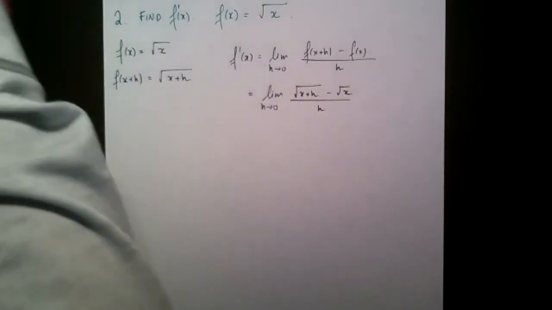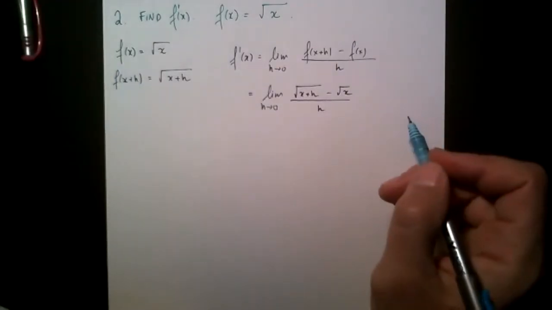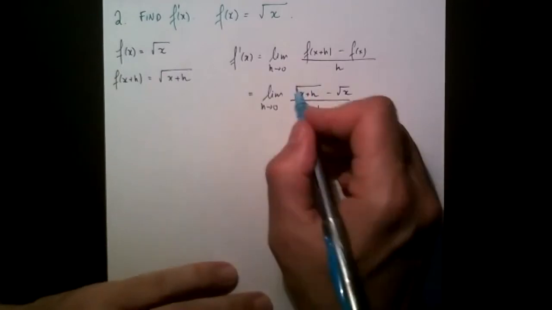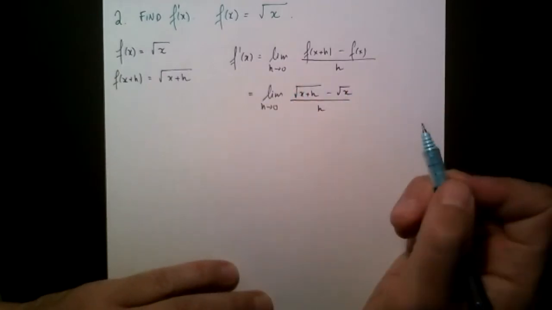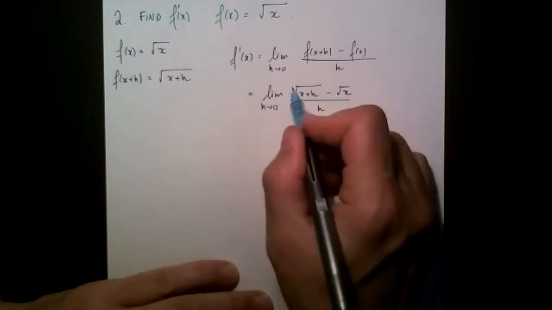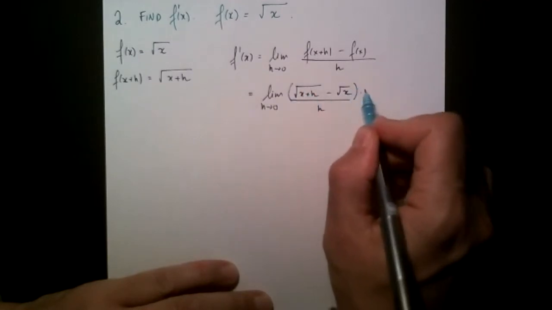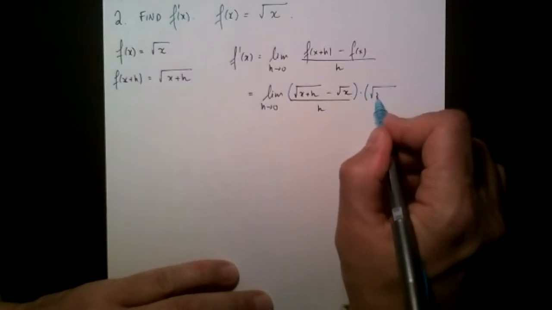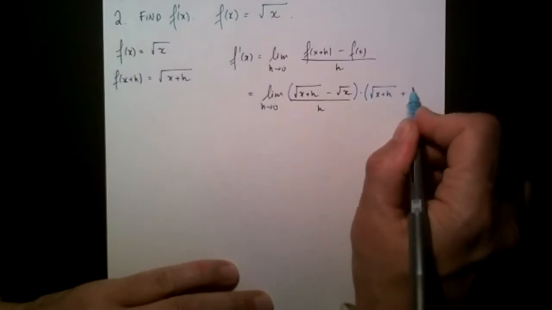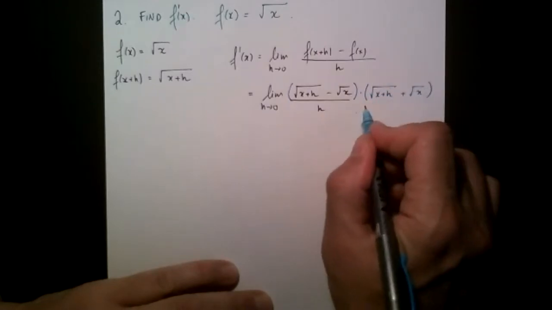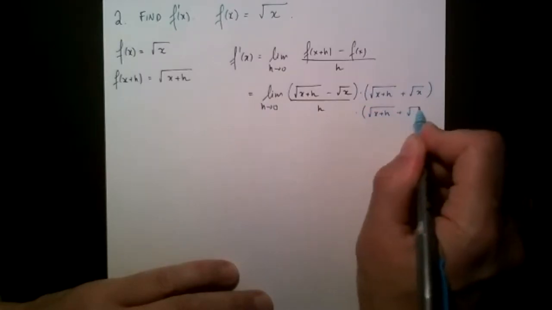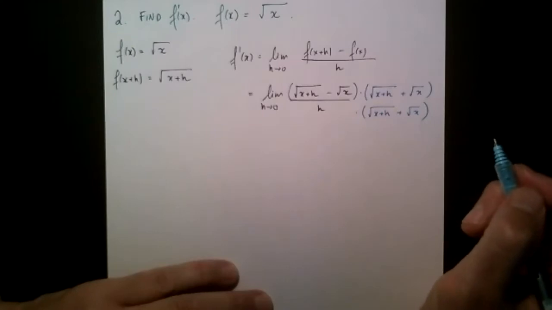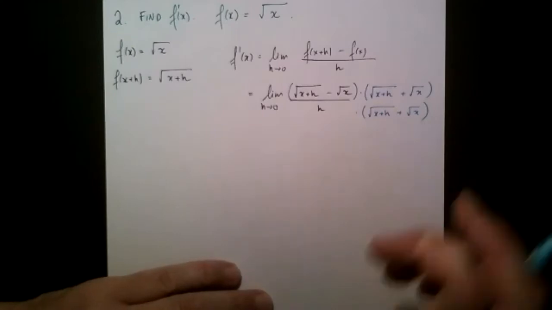What do I do now? I need to evaluate this limit, which is 0 over 0. What do I do? Multiply by the conjugate. Rationalize.